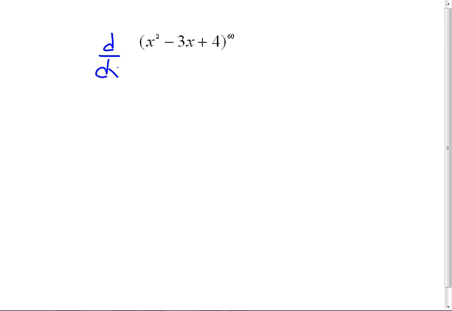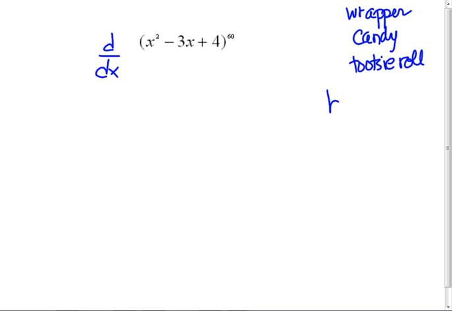Here's how you do it. This is like the Tootsie Roll Pop. First you have the wrapper, right? Then you have the what? You have the candy, right? And then you have the Tootsie Roll. Okay, this is like h of g of f of x. It's 3 functions. It's composite.